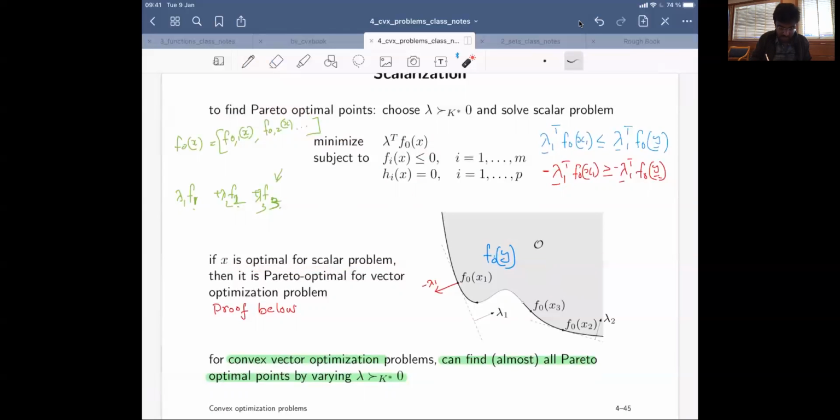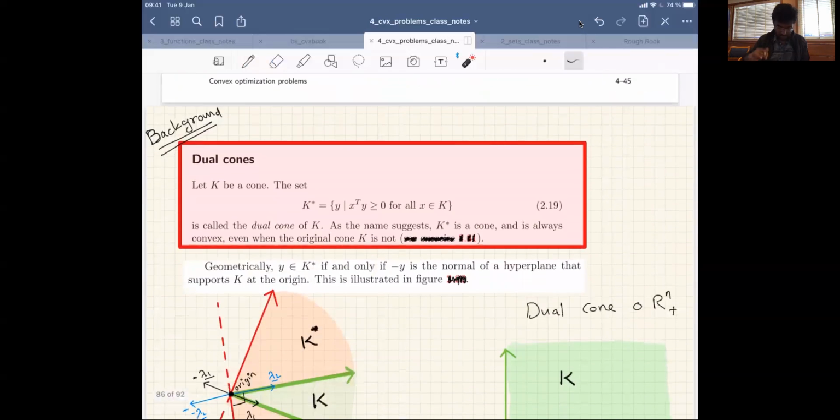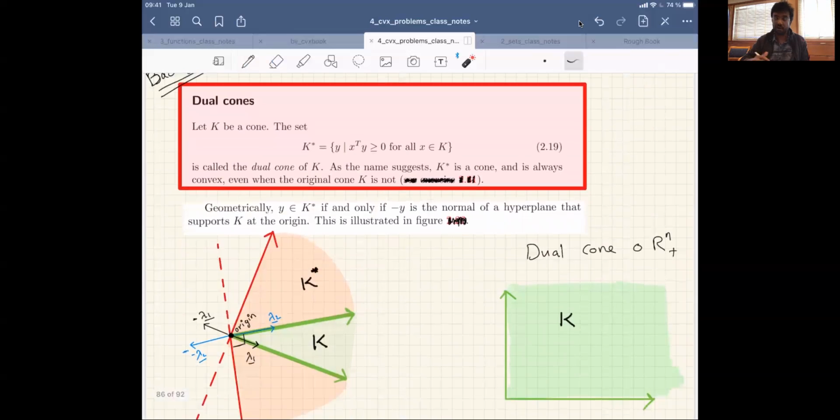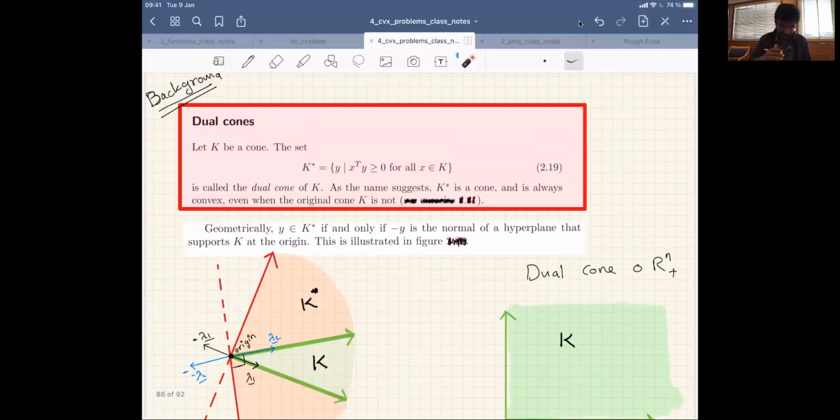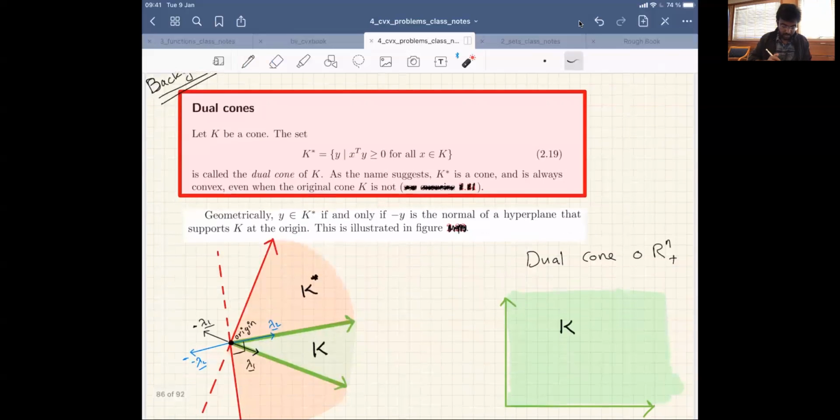Now this is easy, it is our standard convex optimization problem. If you find an optimal point for that, then that will be a Pareto optimal point for the original vector problem. That's the theorem here. For that, you have to revise your theory of dual cone. Let's quickly go through the background. We saw what a dual cone was long back, maybe 6 lectures back. Let's say we have a cone K. What is the dual cone? The dual cone K star is the set of Y such that you pick X from the cone K and make an inner product with Y.